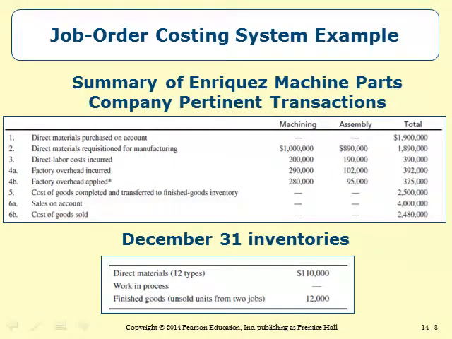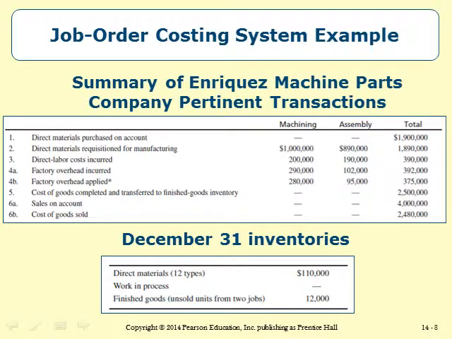And so this is an example of the general flow of costs through the Enriquez Machine Parts Company's job order cost system. We have direct materials that are purchased on account. Then, line item 2, the direct materials are requisitioned for manufacturing. There's direct labor costs incurred in that manufacturing. Because there's manufacturing, there's factory overhead that's incurred and then applied, which all results in a cost of goods completed and transferred to finished goods inventory.